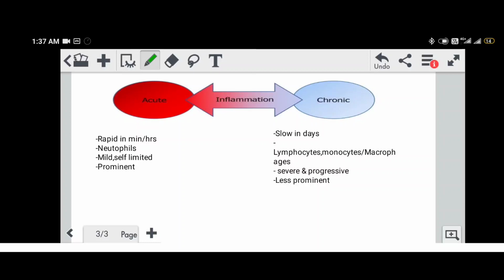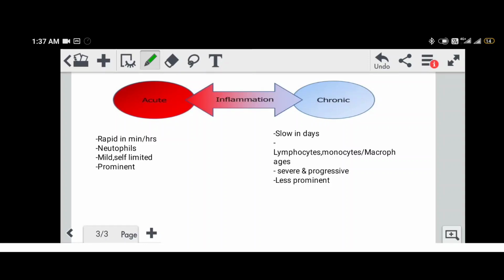The cells involved in acute inflammation are polymorphonuclear leukocytes, that means neutrophils, whereas the cells involved in chronic inflammation are the lymphocytes, the monocytes, and macrophages.